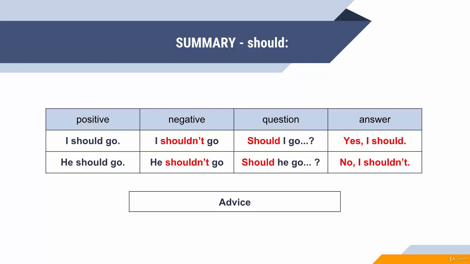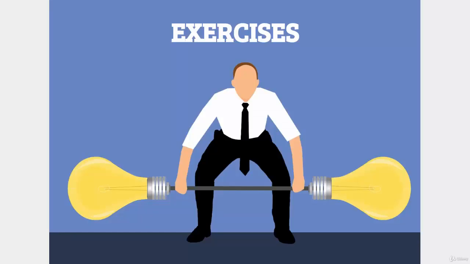When you form the question, you ask, should I go? Should he go? So you just make an inversion. You change the places of he and should, of I and should, which means of the pronouns I, you, he, she, and the modal verb should. When you ask a question, the answers again are two, positive and negative. Yes, I should. No, I shouldn't. Sounds easy. Let's see what the exercises will be.